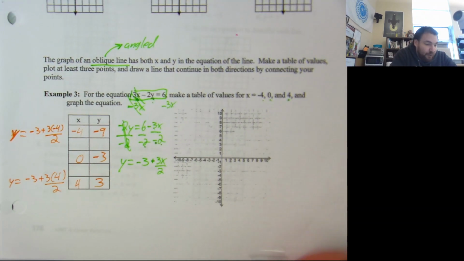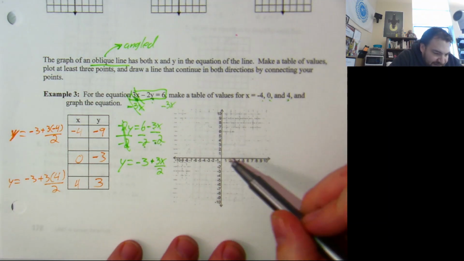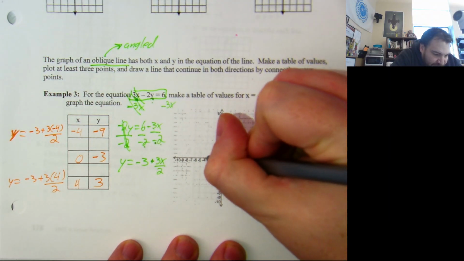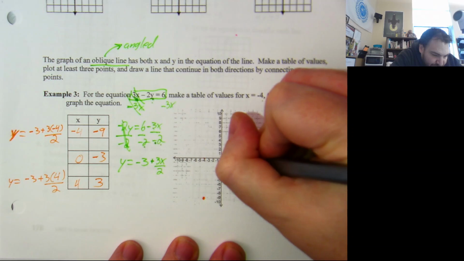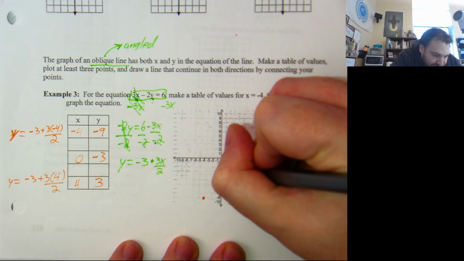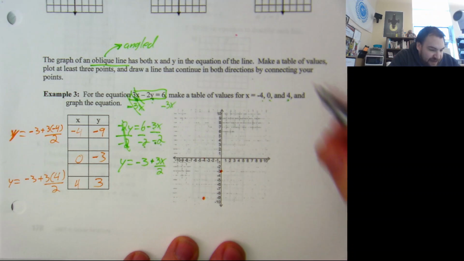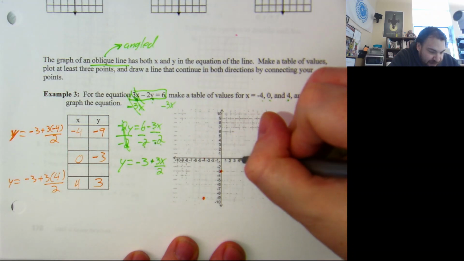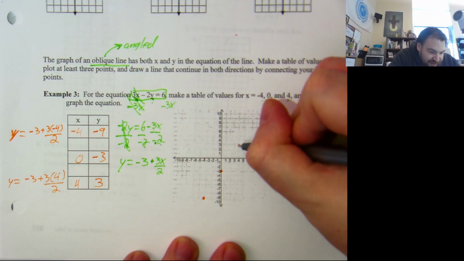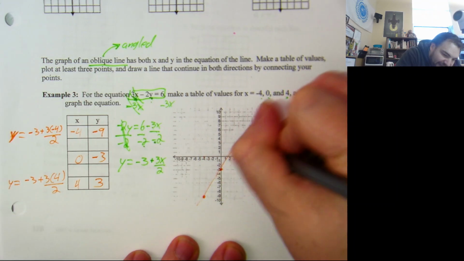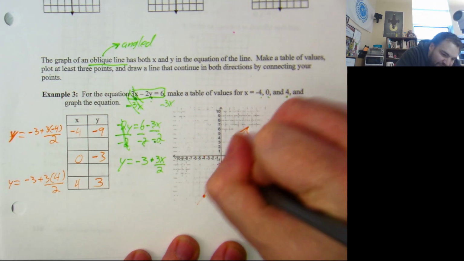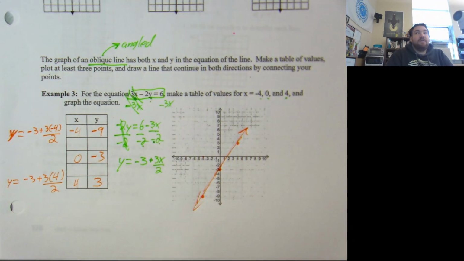So we can graph these points now. -4 and -9 means I go over -4 and down to -9. I'm going to have 0, which means I don't move left or right, and -3 is right there. And then I'm going to have +4, which means I go that way, and I go up 3. That thing is linear. I can connect the dots, and I get a line that goes off at some sort of angle. We call that thing oblique. And there it is.